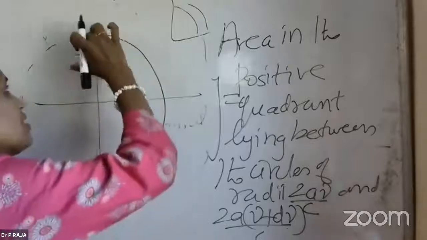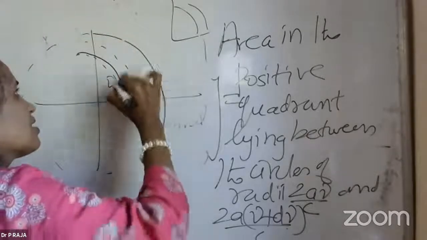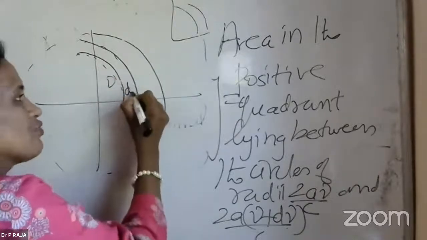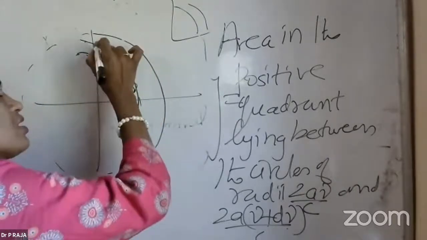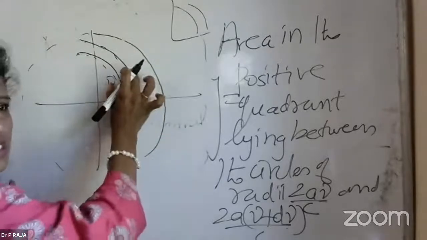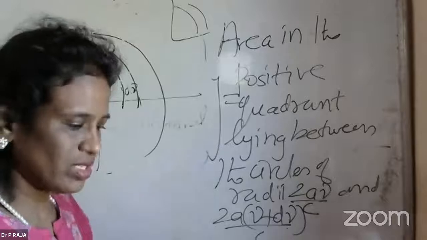Now draw two concentric circles like this, with the frequency of nu and another one at a distance of d nu. So what are the quadrants that are lying between these two circles? That volume has to be taken.